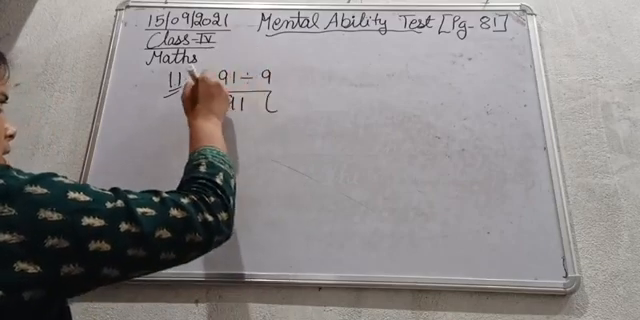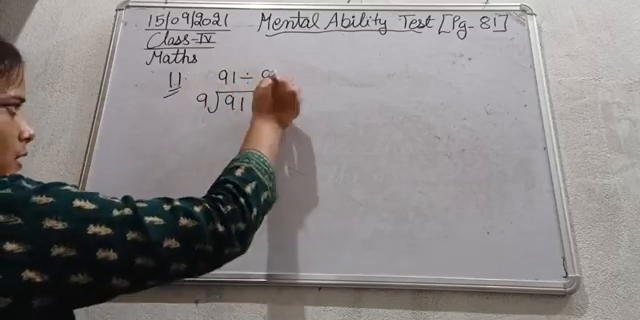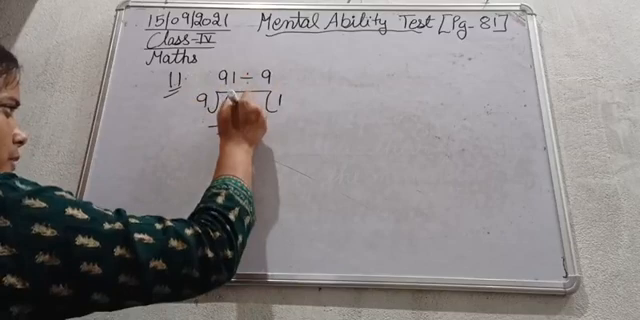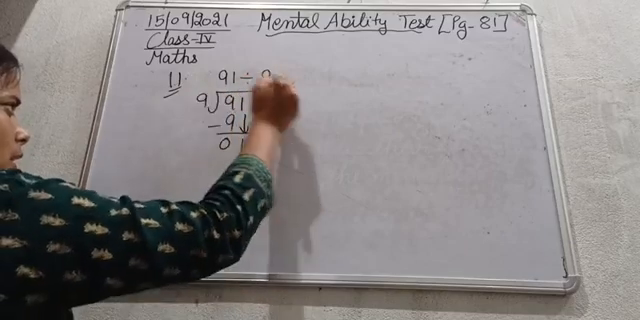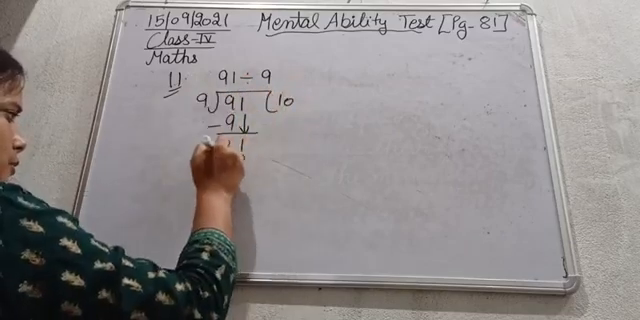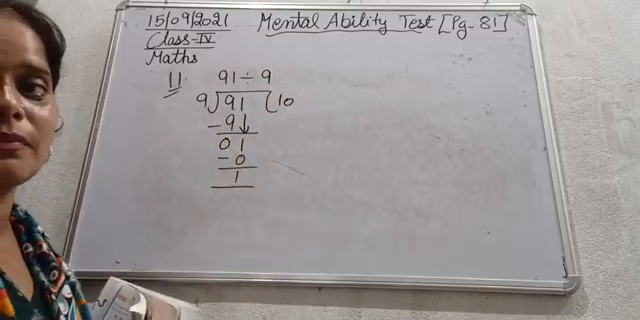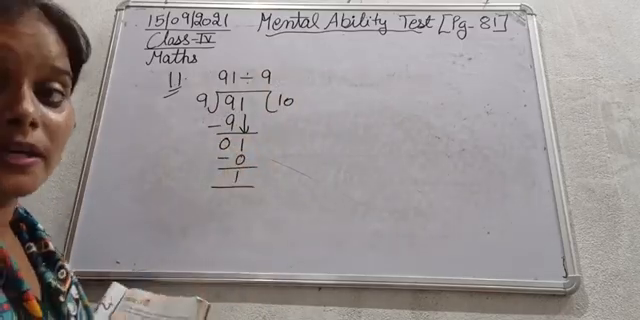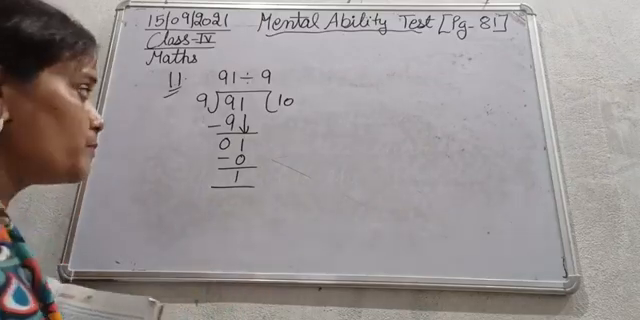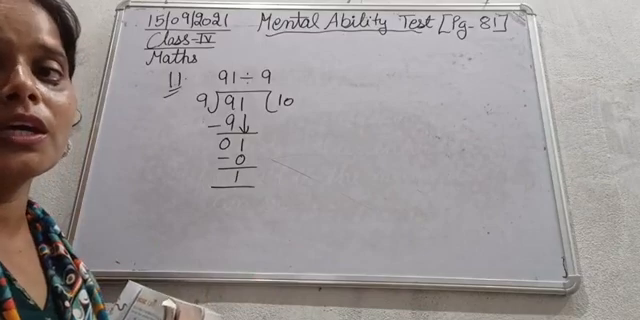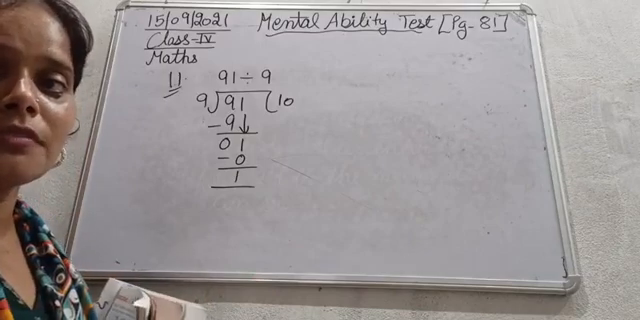91 divided by 9. 9 ones are 9, minus, 0. Bring down 1. 9 zeros are 0. 1. We get 1 as the remainder. So this 91 is not completely divisible by 9. Therefore, 91 is not a multiple of 9.